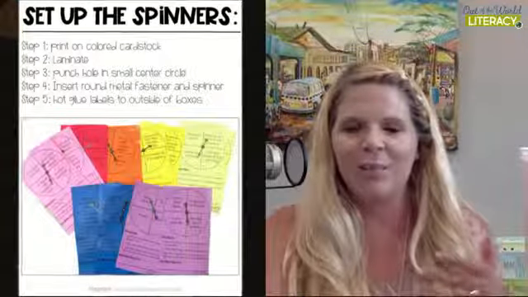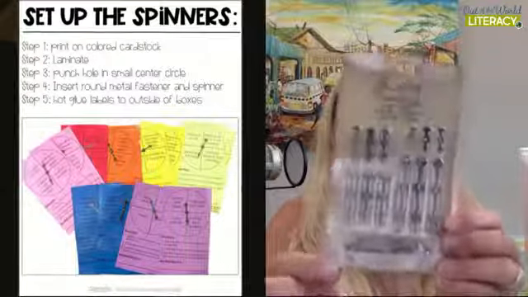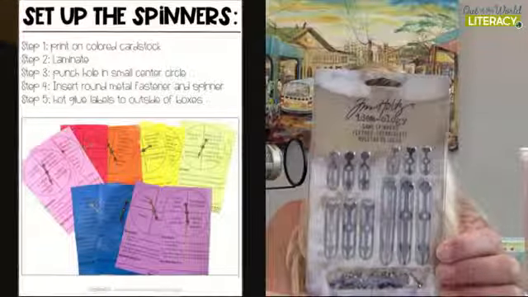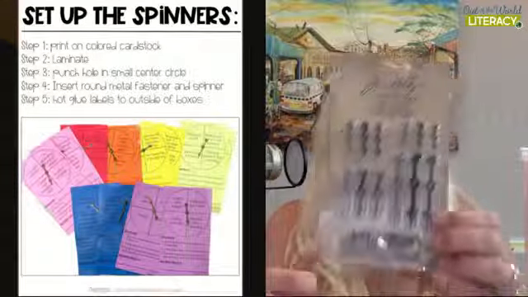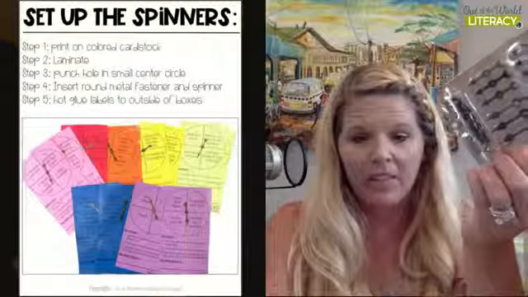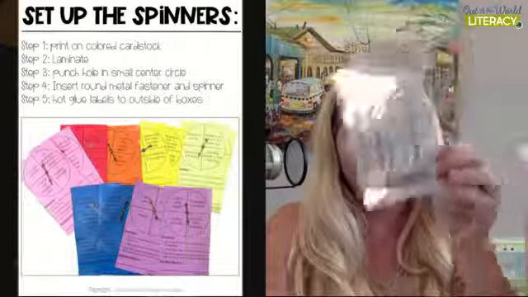And you can set up the spinners really easily. These are what I used for my spinners right here. And I got these at Michael's, and then I realized they were like half the price on Amazon. So you can use just paper clips and brads if you want to make the spinners, or you can get fancy like I did here and get these.